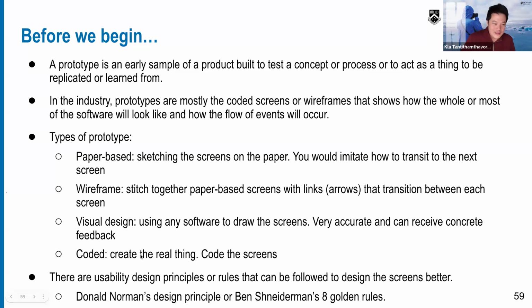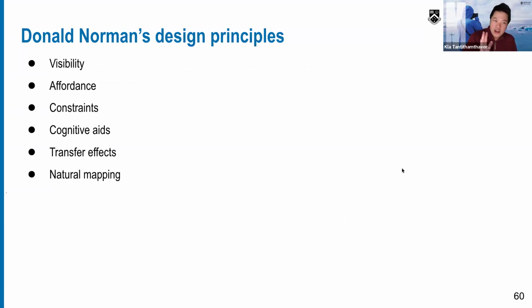No advertisement here. There are lots of usability design principles or rules that can be followed to design the UI better, right? And within this lecture, I'm going to focus on two sets of principles: Donald Norman's design principles and Ben Shneiderman's 8 golden rules. Donald Norman's design principles focus on 6 principles here: first, visibility, affordance, constraint, cognitive aids, transfer effect, and natural mapping.